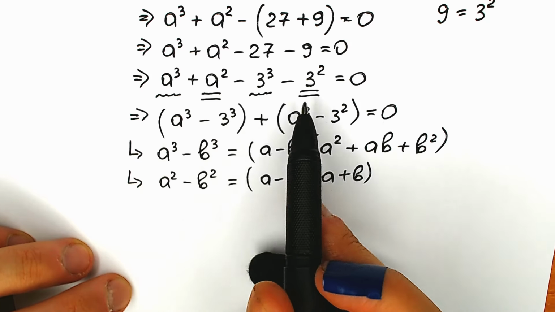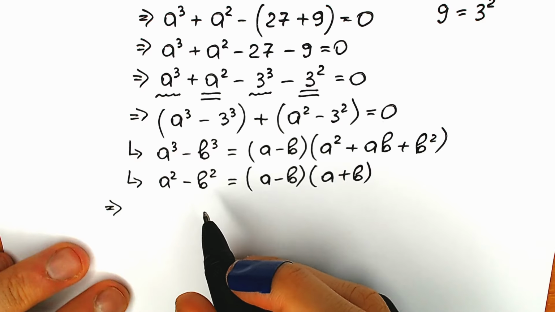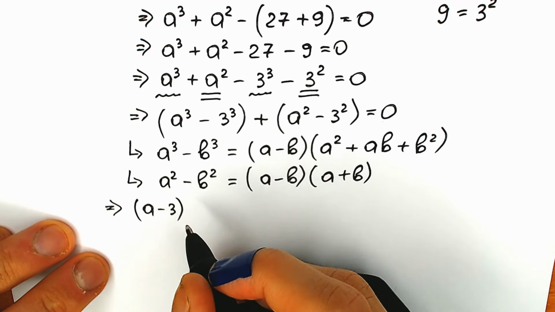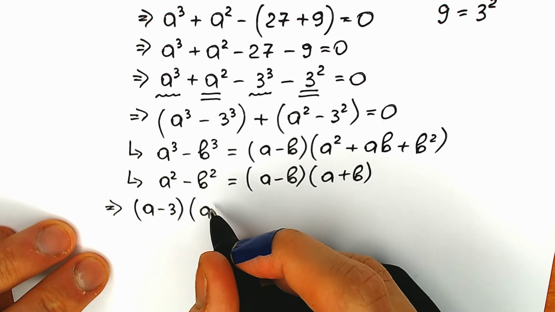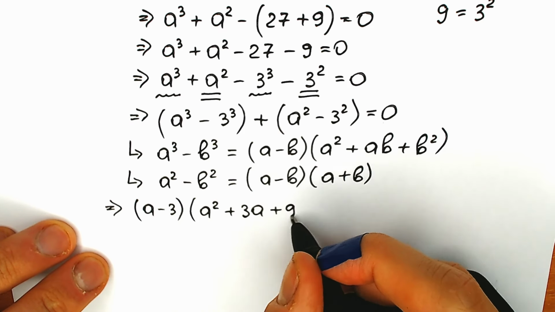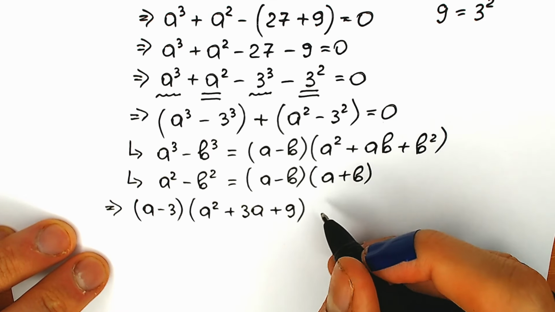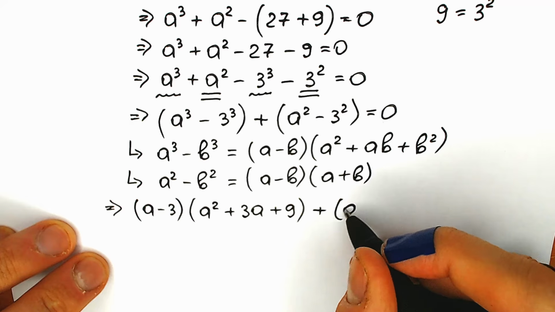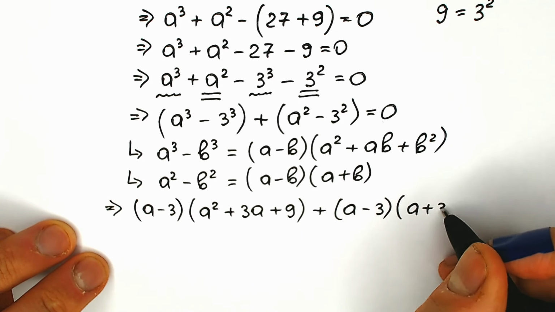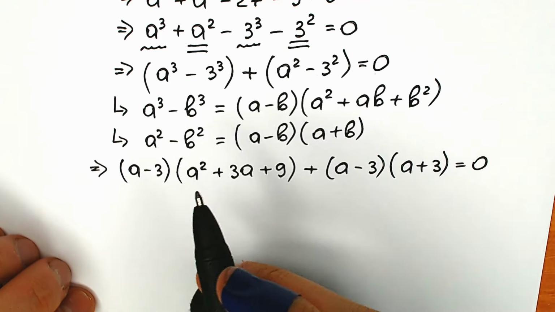So right now, let's try to simplify this expression. First of all, the difference of 2 cubes. As a result, when we plug it in, we have a minus 3 in the first parenthesis, and in another parenthesis a square plus 3a plus 9. And in another group, the difference of squares, we have plus a minus 3 and a plus 3, equal to 0.